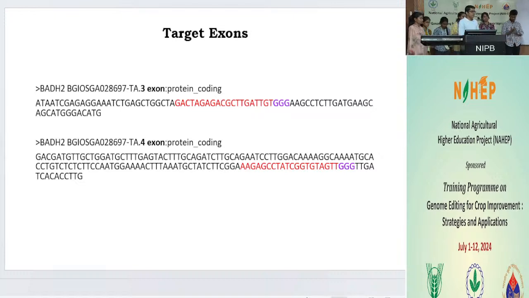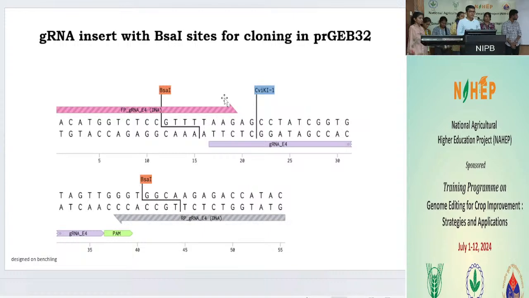The vector that we were using, pRGB, has BsaI restriction sites where we can insert our guide RNA. So we thought to add these at the ends of our guide RNA. This is the guide RNA of exon 4, and we have added the BsaI site here. Later, in the cloning strategy, you will see this guide RNA inserted into the vector to be used as a knockout for rice BADH2. Later I would like to call on my colleague to explain the cloning strategy. Thank you.